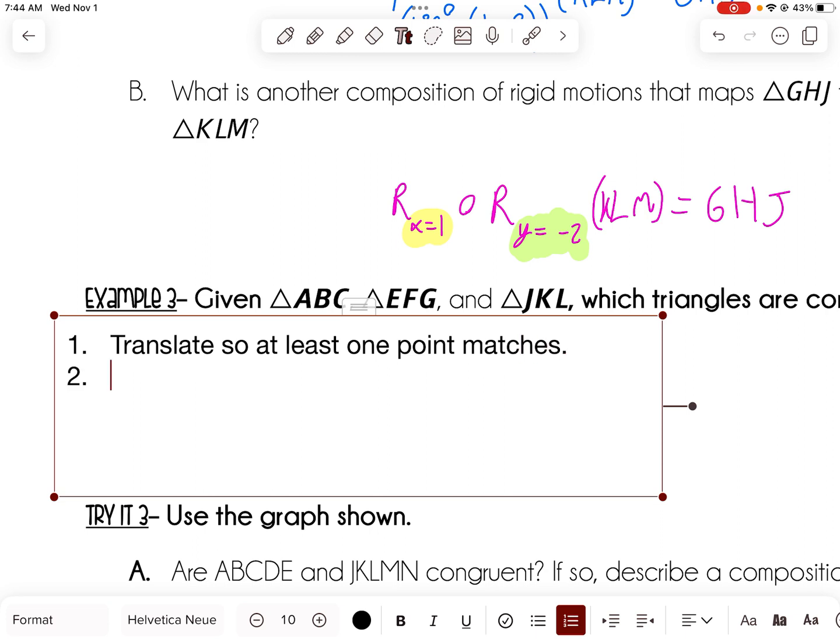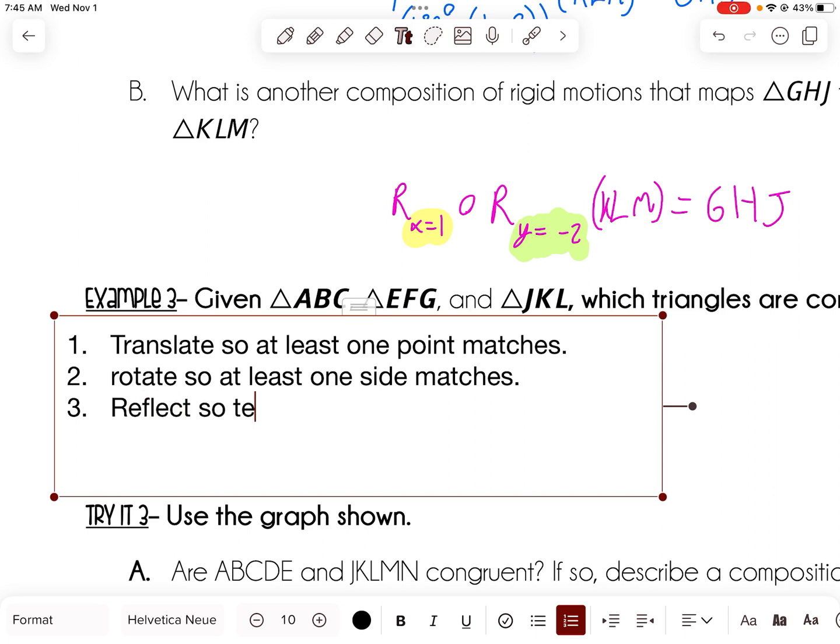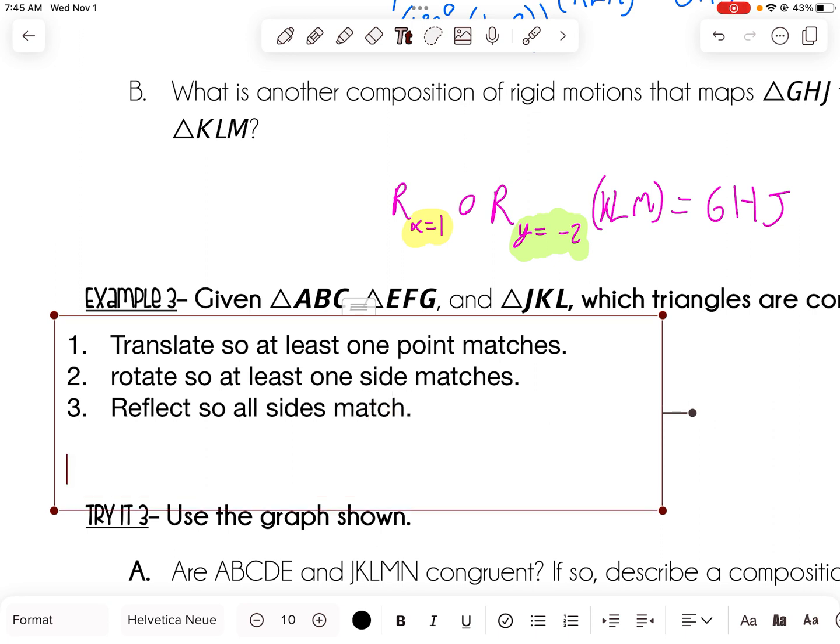Step 2, after we translate, we're going to rotate. So at least one side matches. Okay, and then finally, we're going to reflect. So all sides match. Okay. This is going to be our process to determine if two things are congruent.